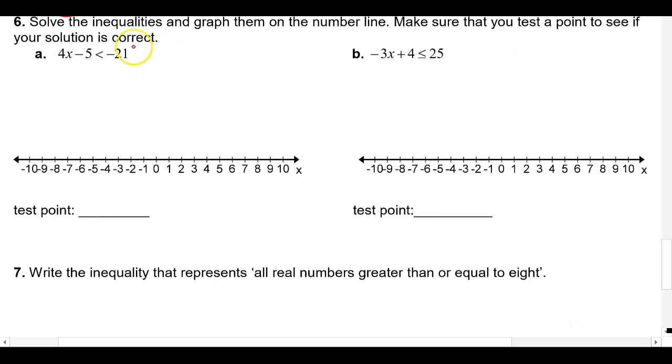Now we're going to solve these inequalities and then graph them, because we can't just graph this inequality. It needs to have x by itself, something like this, kind of like our last problem where x was by itself. But x isn't by itself, so we need to change the inequality so that it is. And then we need to test a point to see if our solution is the right one, or if it's correct. So let's go ahead and start that. You approach this just like you would if you're solving any equation.